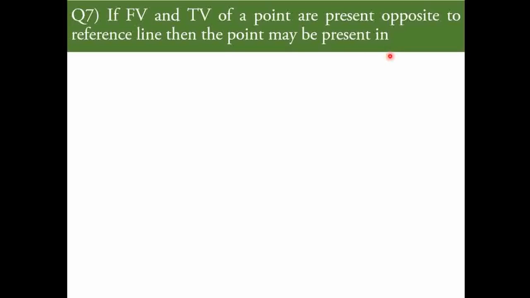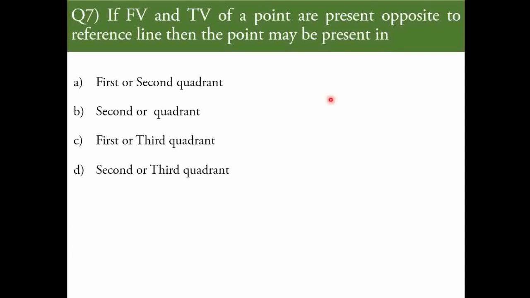Let's have a look at the options. The first option is the point is present either in the first or second quadrant. Second option, second quadrant or third quadrant. Actually, here a printing mistake is there, you can consider. The third option is first quadrant and third quadrant, and the fourth option is second quadrant and third quadrant.